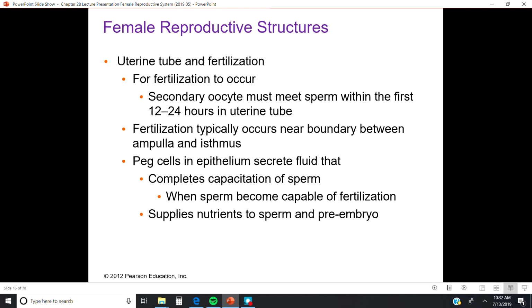I want to mention just one other cell. There are cells in the fallopian tube or uterine tube epithelium known as PEG cells. This is kind of interesting. They secrete some fluids that complete a process known as capacitation. This is kind of like a time where the sperm become active, right? This is where they're able to do fertilization. So this secretion is important in making the sperm more viable to do fertilization. The fluid also provides some nutrients to the sperm, which is good, and then also the pre-embryo, right before the embryo, which would be the result of fertilization.